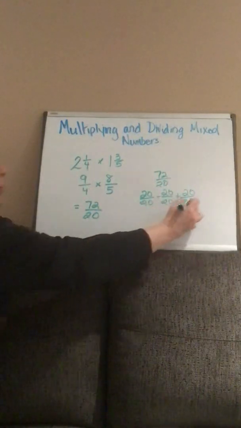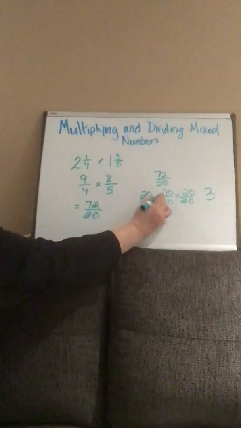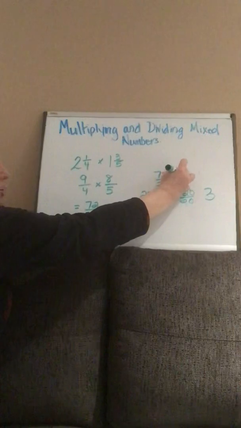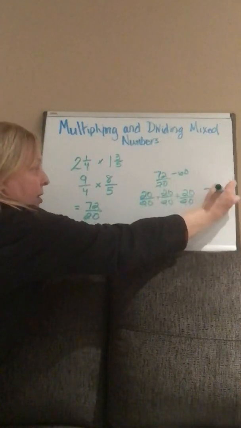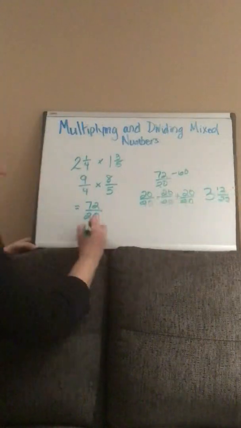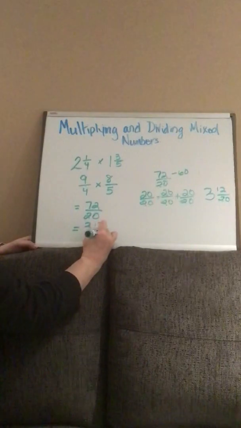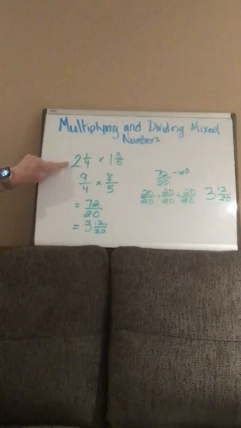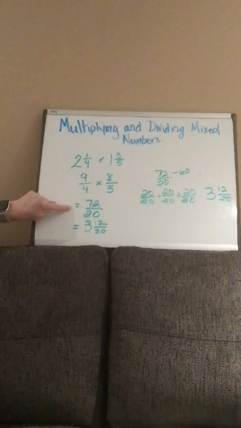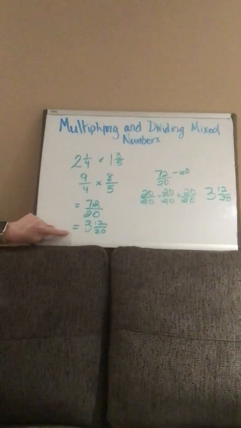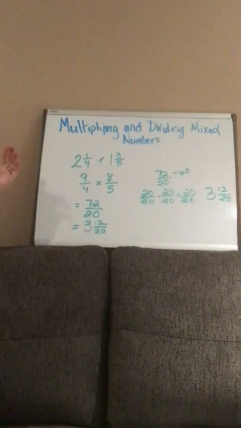So I have 1, 2, 3 whole numbers. I have 20, 40, 60. So I'm going to subtract 60 from 72. I end up with 12 over 20. Change the mixed number to an improper fraction, do the multiplication, change that improper fraction back into a mixed number. Pretty simple.